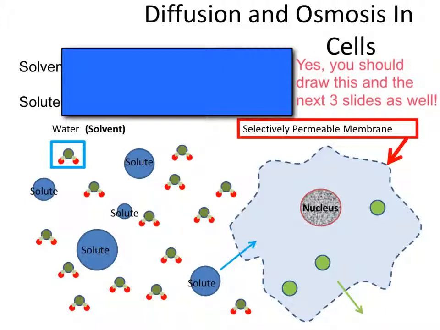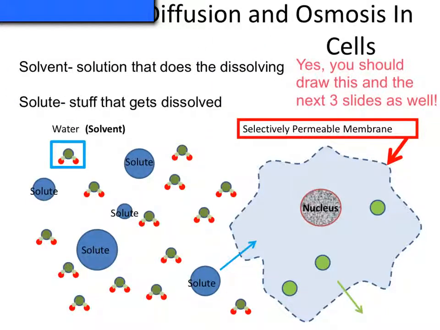Talk about solvents and solutes. A solvent is simply a solution that does the dissolving, right? So it dissolves things, versus the solute, which is the thing that gets dissolved. So in our diagrams here, we've got a couple things going on. We've got water molecules, lots of water molecules. Those are solvents. They do the dissolving. Think dissolving stuff in your Kool-Aid. And the solutes are these little balls here. These are things that are dissolved inside the water.